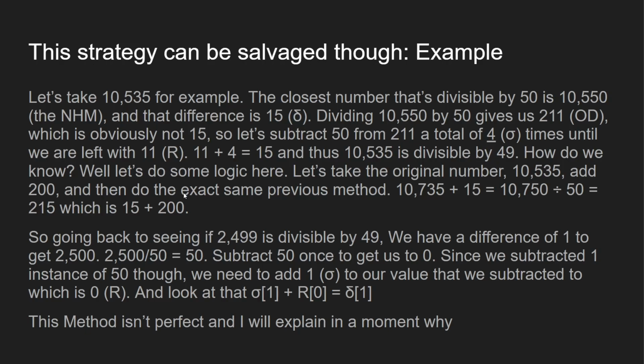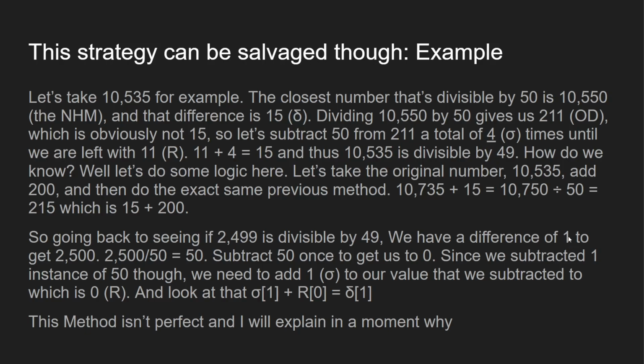So, going back to the original example, we can see that 2,499 is divisible by 49. How do we do this? Well, let's add 1 again. We're going to add 1, okay? So that is going to give us 2,500. 2,500 divided by 50 is 50, okay? Obviously 50 is not 1. Duh, okay?